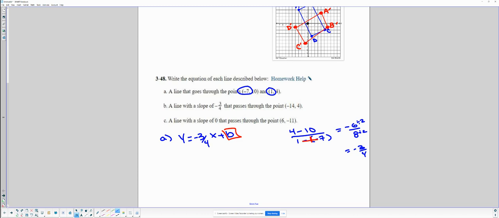Okay, and now all I need to do is figure out the b. So to figure out the b, you will have to write another y equals mx plus b, and plug in everything you know into the m, the x, and the y. So the m we already know, m is going to be negative 3/4. So I'm going to write that in, negative 3 over 4.